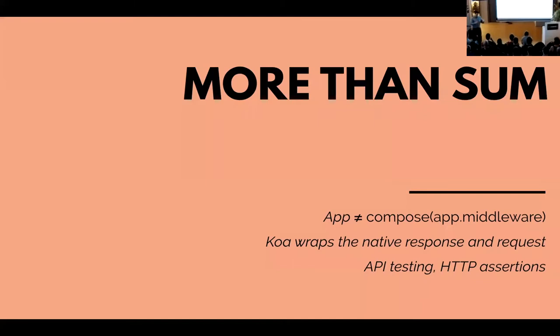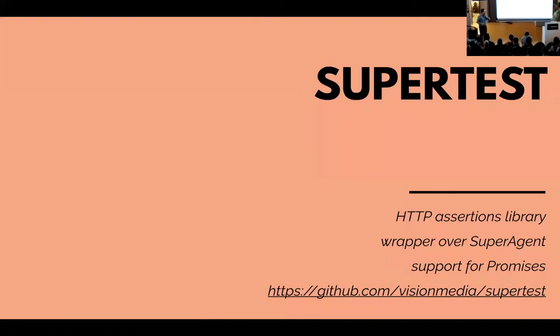And as I said, Koa provides you with a lot of functions, and if you call them, you would have to mock them, and mocks are nice, but only if you don't overuse them. So what we need to do is run these HTTP assertions, also called API testing. Unfortunately, Jest will not be able to do this itself. It doesn't have the capabilities, so I will be showing how to use supertest.